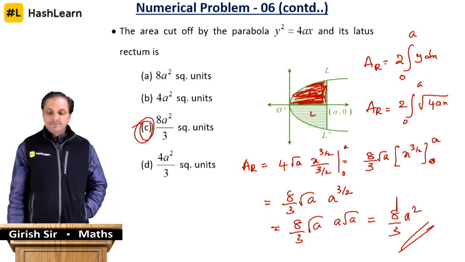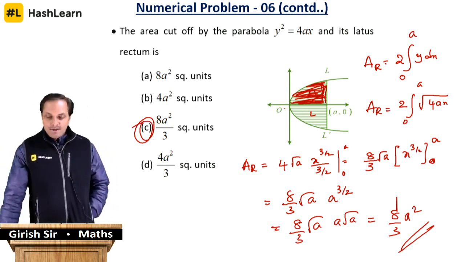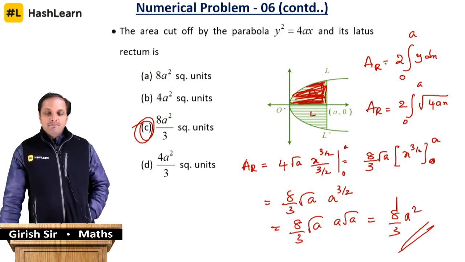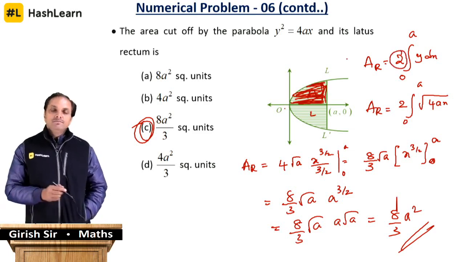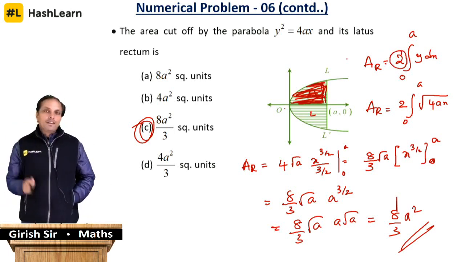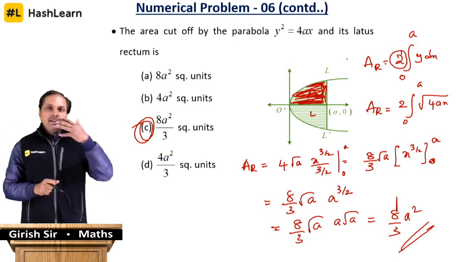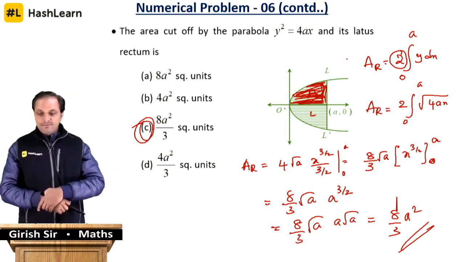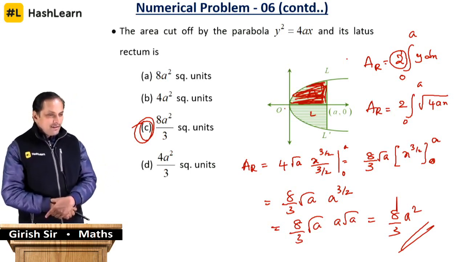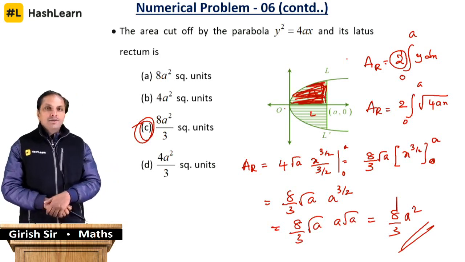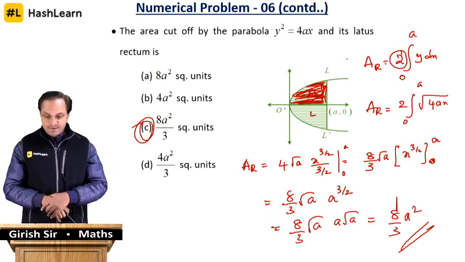Okay, it was a simple problem. Make sure you never forget to multiply by 2 when you take the limit along x-axis in the first quadrant. You will get the area and multiply it by 2. Okay, fine then. So let us get ready for the next numerical.